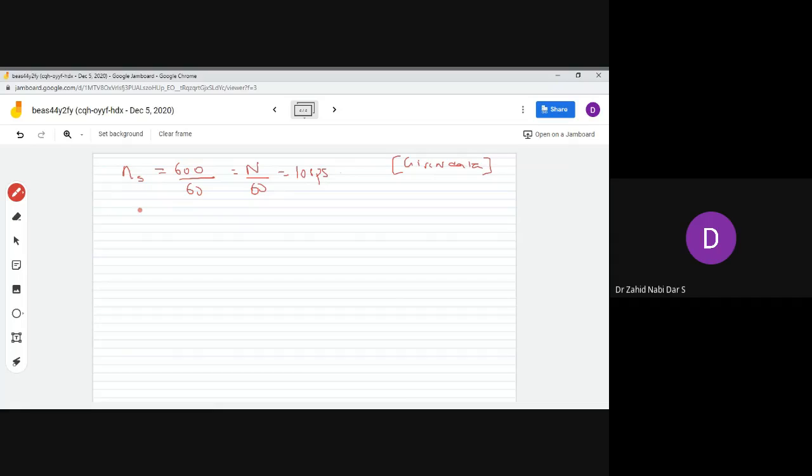Then, if you get the value of Ns, you know Ns is equal to 2f by p, this formula. If you are not remembering this formula, no problem. Most of you remember this formula: N is equal to 120 f by p. Here you substitute N by 60 for Ns, so 120 f by p.